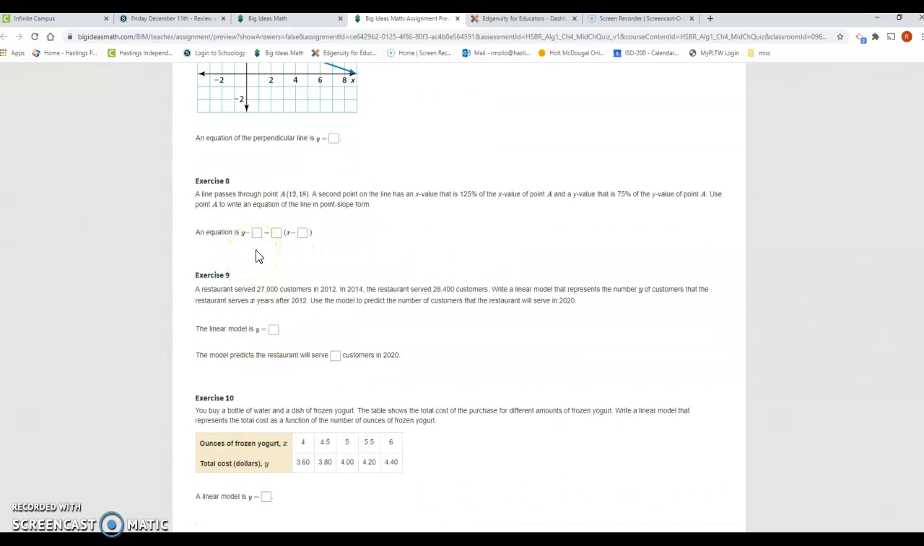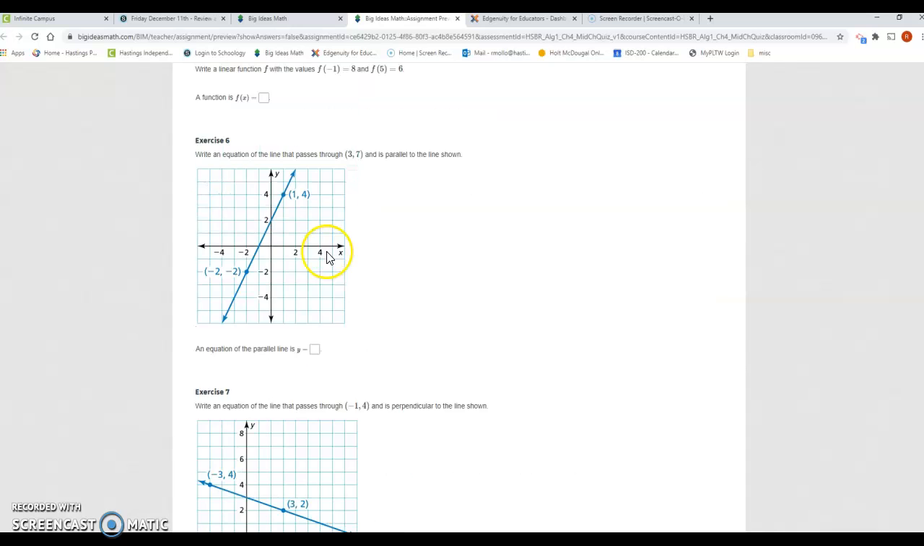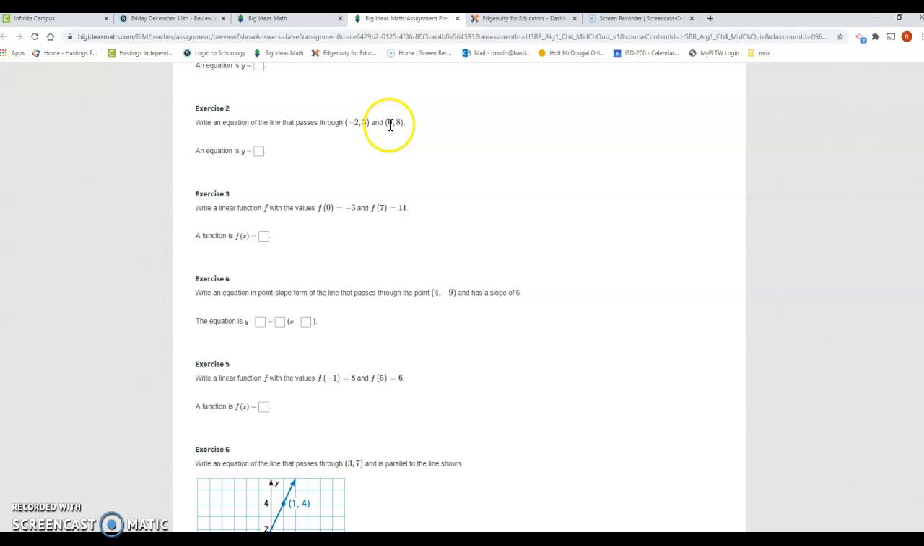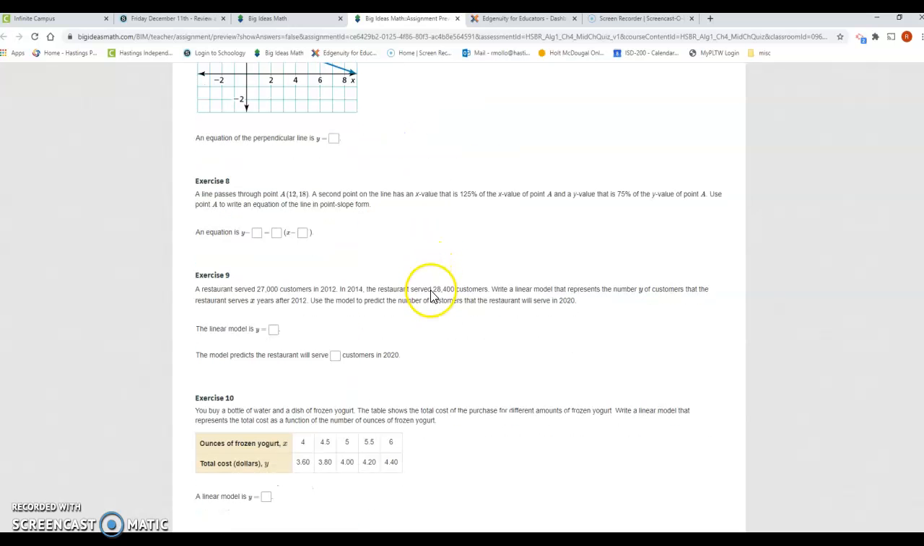8 is the one I kind of want to talk about. So it gives you one set of points, 12 and 18, kind of like number 2 does, except you see it doesn't give us that other set of points. What it does is make you do math to figure out that other set of points. So it tells you the x value is 125% bigger than that one. So I need to take 12 times 1.25, and I figure out that my other x value then is 15. And then it says here the y value is 75% of whatever the y value is. So I need to take 18 times 0.75, and then that gives me 13.5. So then you have your 2 points. Then you can figure out your equation.